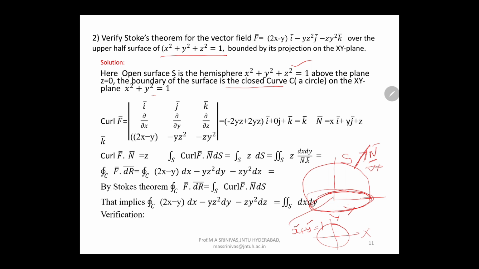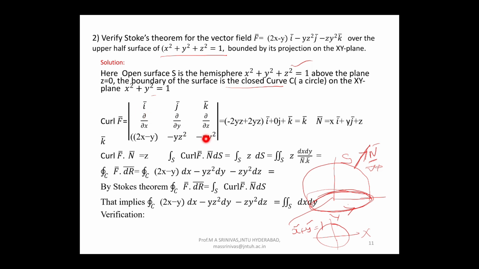If I find the curl F bar for it, this is the determinant with i, j, k, dou by dou x, dou by dou y, dou by dou z, and here 2x minus y, minus yz square, minus zy square are the components. Those components I have written here. Find the determinant, evaluate this determinant. i bar times the derivative of this is minus 2yz and it is plus 2yz. Therefore, this becomes 0.